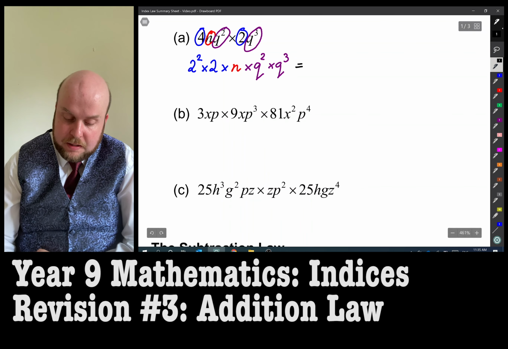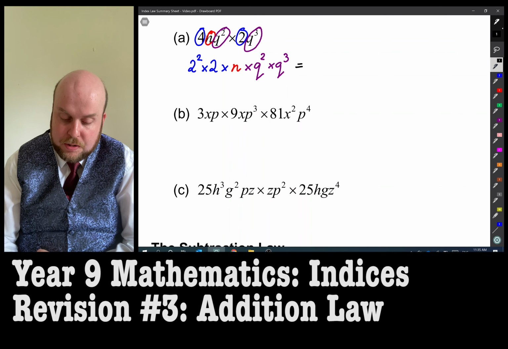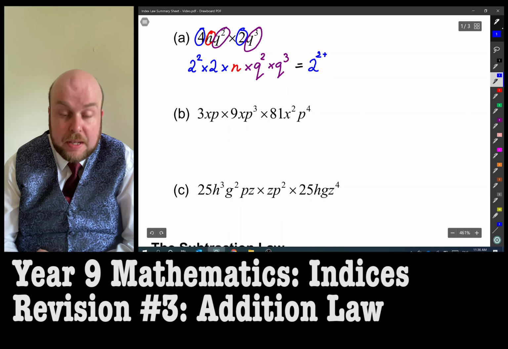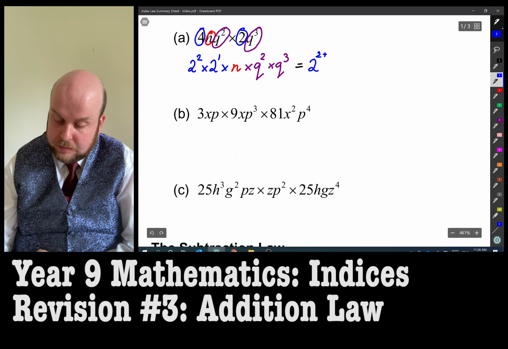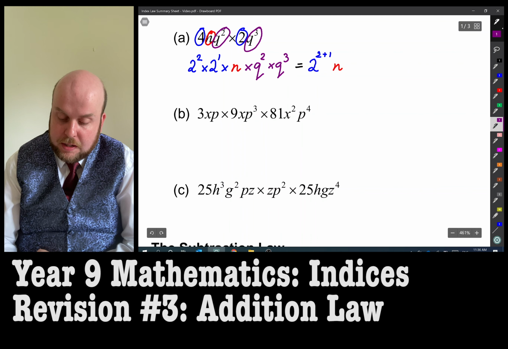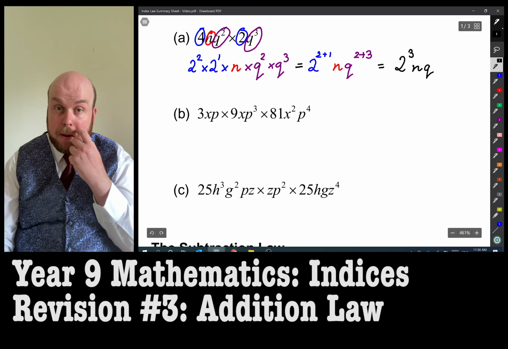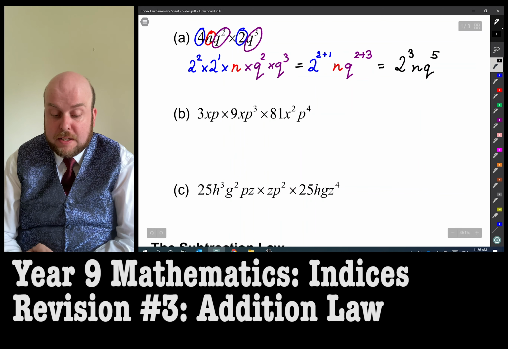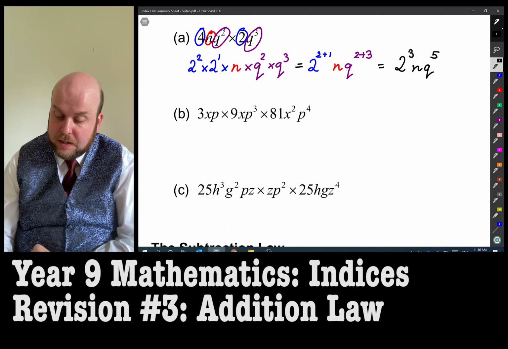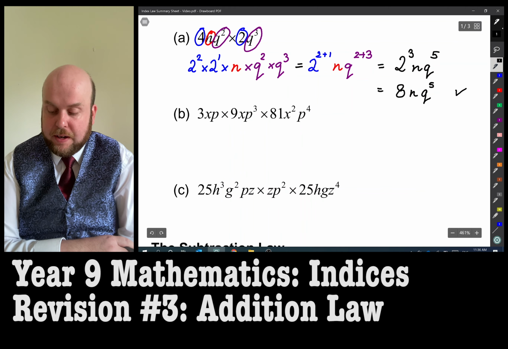So my final answer will involve 2 to the power of 2 plus, now if there's no power on there, we will assume there is a 1. There is 1n, and there is 2 plus 3 q's. So our answer is 2 cubed n q to the power of 5. If you had decided to do 4 times 2, which is 8 nq to the power of 5, that is also perfectly fine.